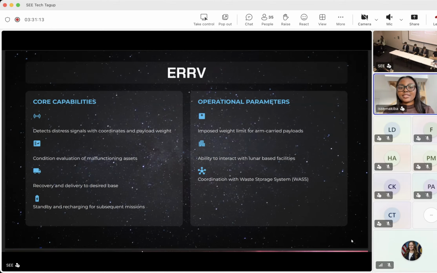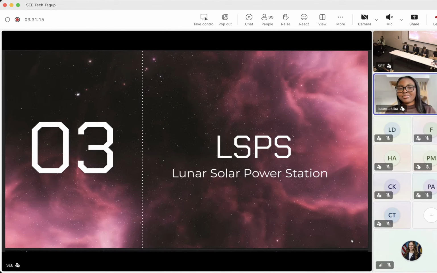Next is our second federate, LSPS, the Lunar Solar Power Station. This federate gives electrical power to the lunar robots. Next slide, please.